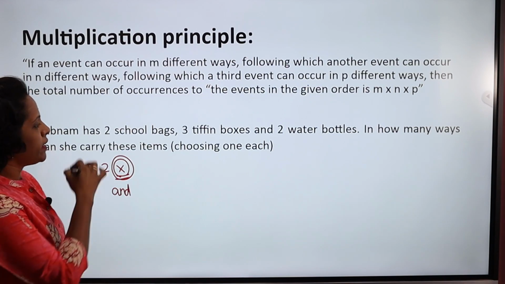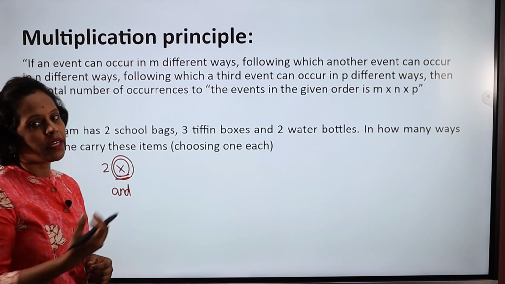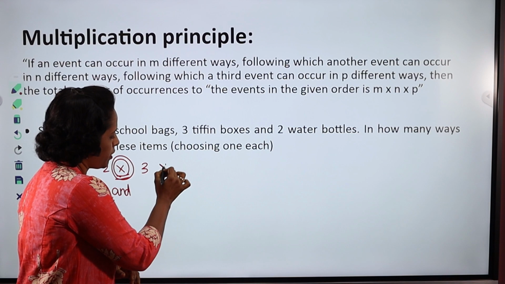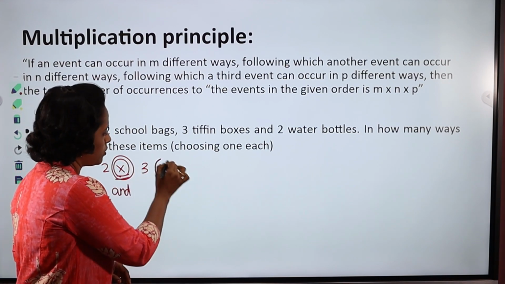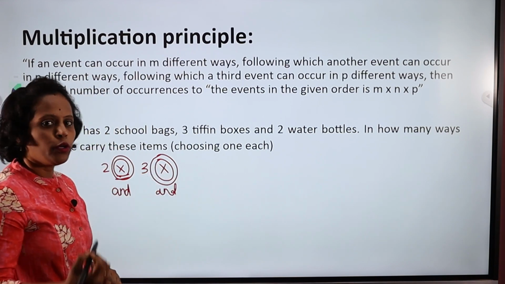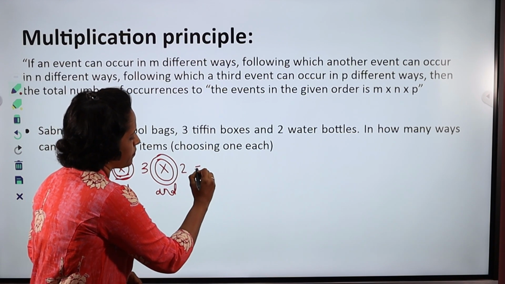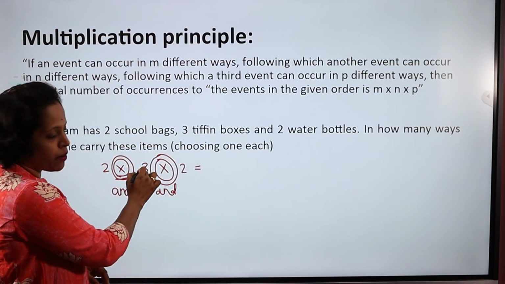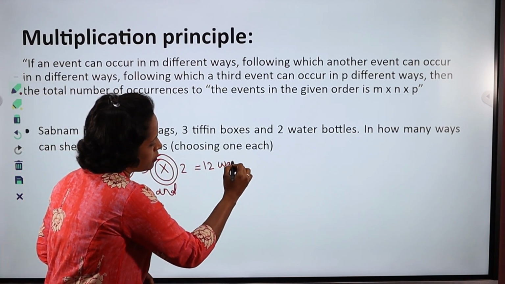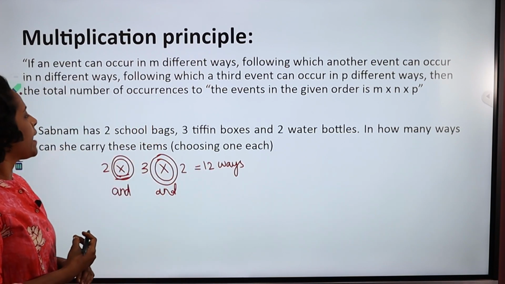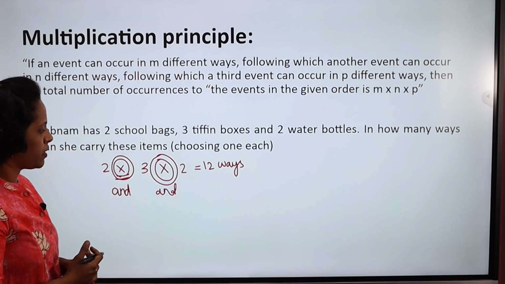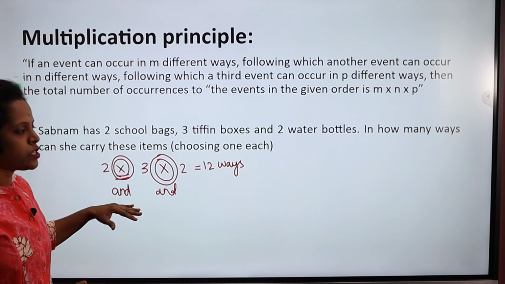Got it? So, the next one, she should carry 1 tiffin box from 3 tiffin boxes, right? So, that can be done in 3 ways. And whenever we get "and", it should be multiplied. So, multiplication symbol, and she should select 1 water bottle from 2 water bottles. That can be done in 2 ways. So, what is the answer? 2 multiplied by 3 is 6. 6 multiplied by 2 is 12. So, in 12 ways, she can carry 1 school bag, 1 tiffin box and 1 water bottle in different arrangements. This is the simplest way to answer this question.